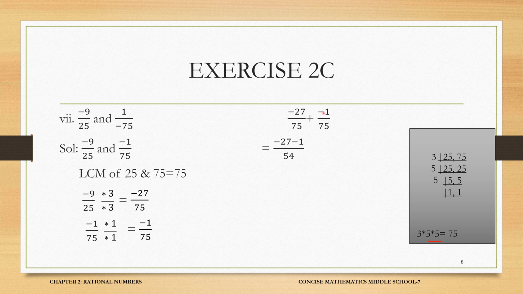Plus into minus, minus. So minus 27 minus 1 by 75. Here it's not the 54, children. It's a small typing mistake. It's 75. Here both are having minus sign. So just put a minus sign and add it. So it becomes minus 28 by 75. Even here it's not 54. I'm extremely sorry. It's 75. I hope you understood this.